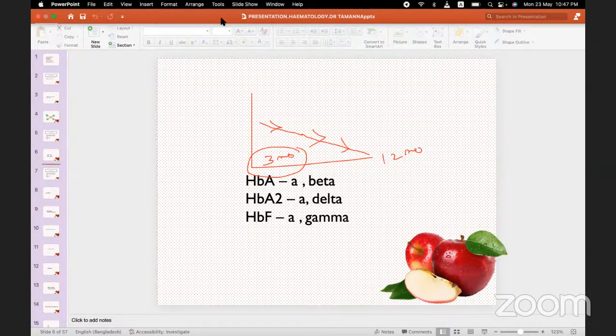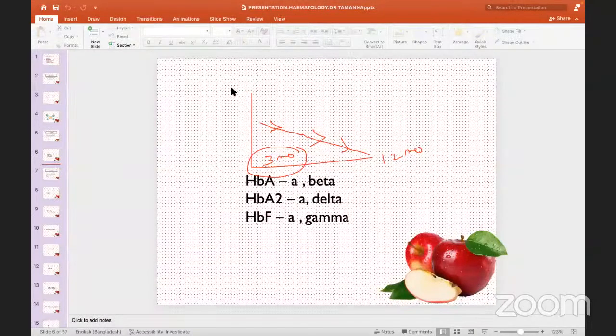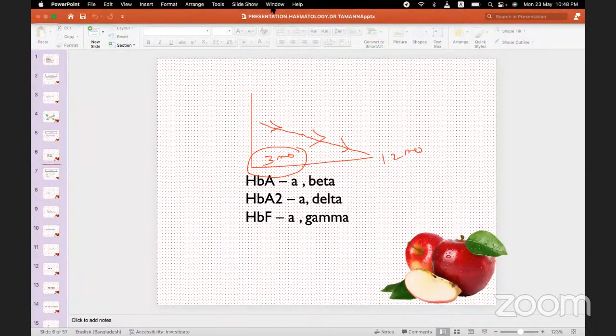Actually, it starts to fall after 3 months. That is the reason a thalassemia major patient presents within 3 months. Hemoglobin F was very important for these patients. After 3 months, they start to present with severe anemia because of this tendency to fall. And there is no A to substitute. And the hemoglobin F is starting to fall. So where is the child going to get hemoglobin from? That is the reason 3 months is very important clinically, okay?